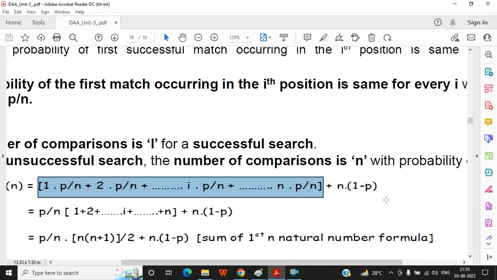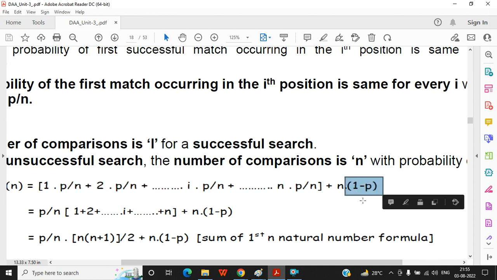Say you want to find a taxi, a cab on the road. If the probability of finding the cab on the road is P, then what is the probability of not finding the cab? It is 1 minus P. So 1 minus P is the probability of not finding that element, meaning the unsuccessful search.